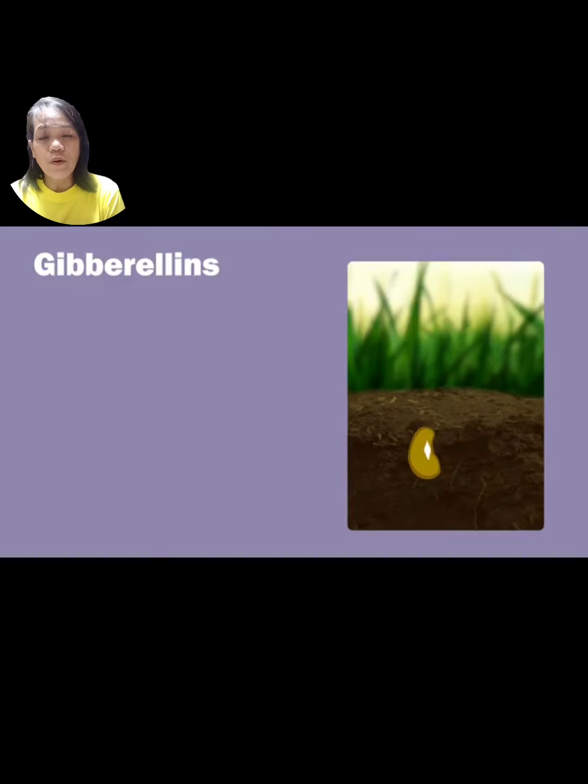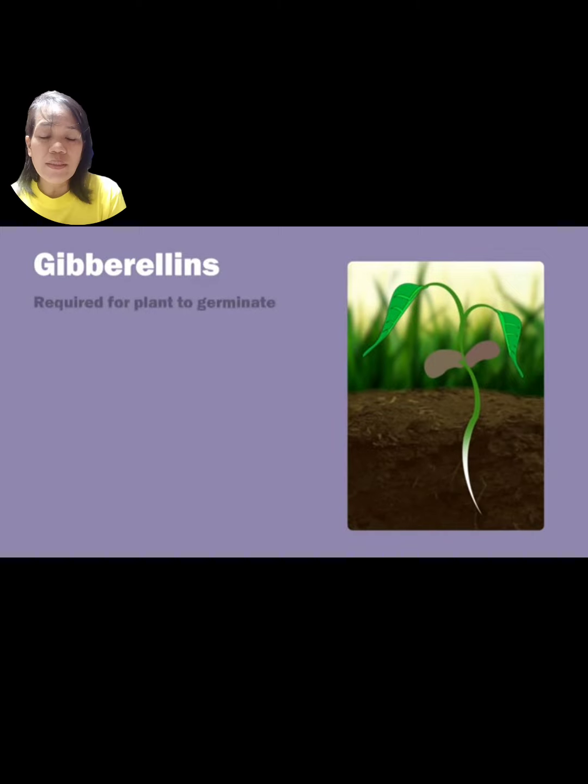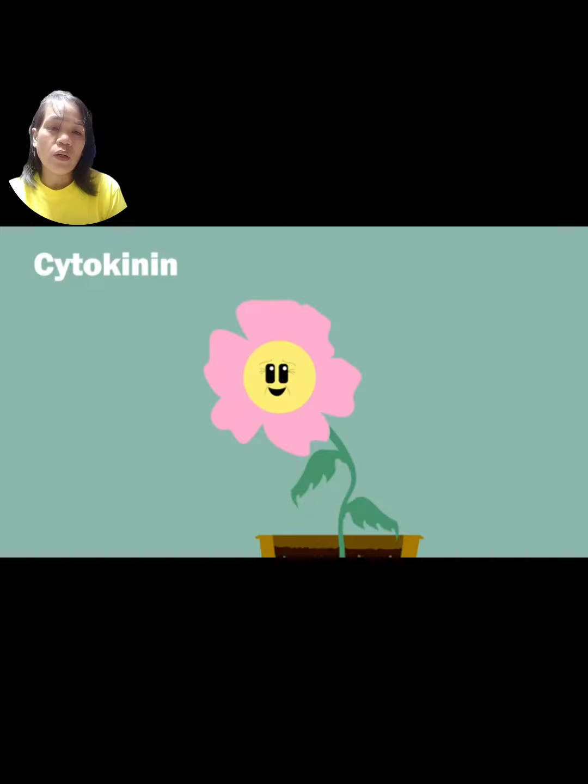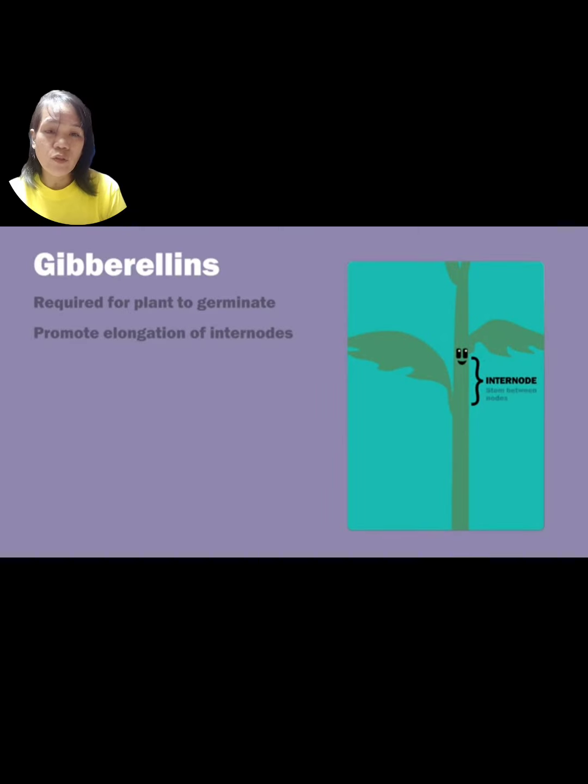Gibberellins are important in several stages. For instance, they are required in order for a plant to germinate. They also promote elongation of internodes, the stem between nodes, which is where the leaves are found.